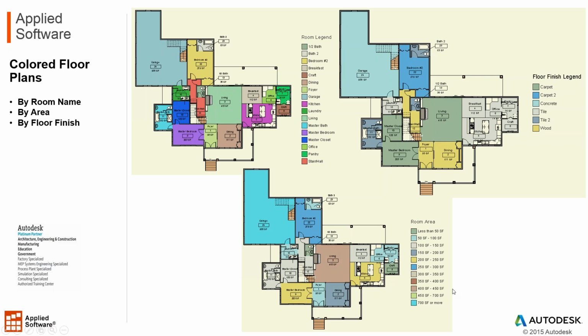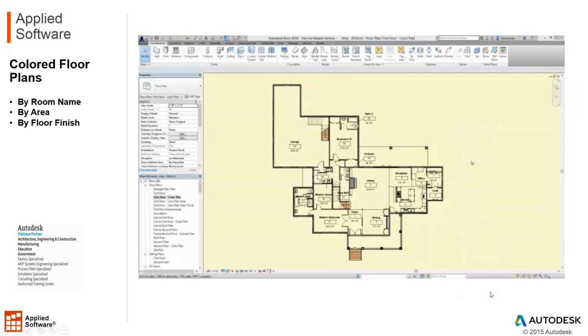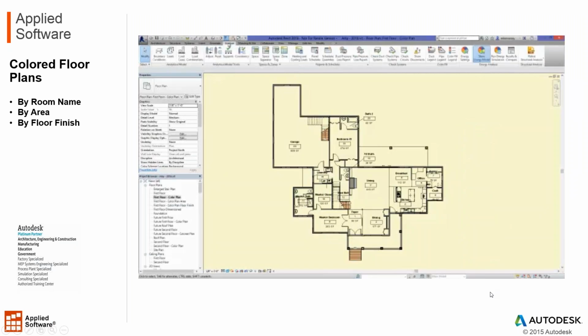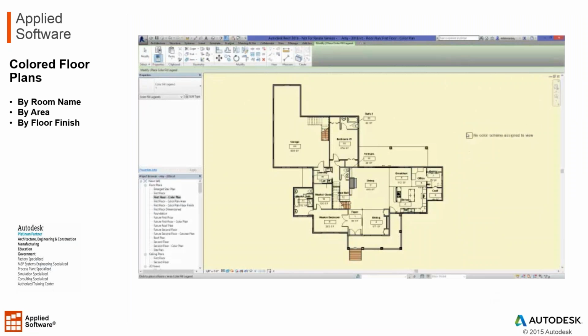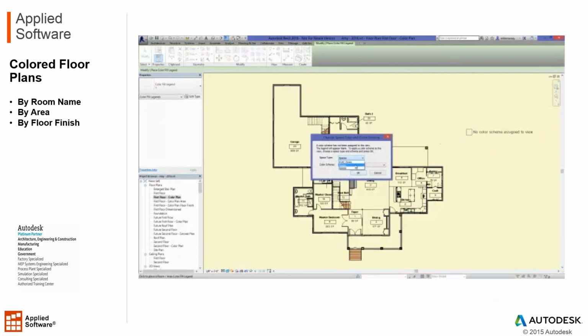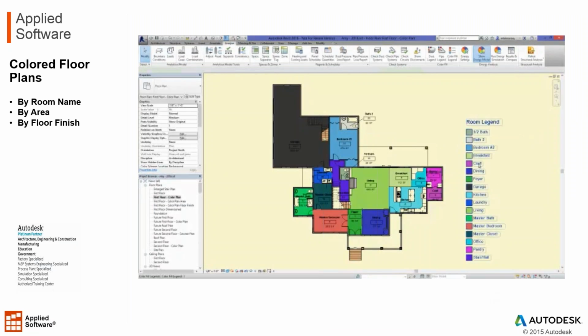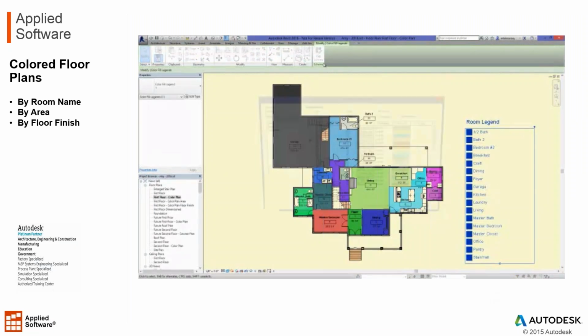So let me just kind of walk you through this. So in this plan, I'm going to go up and start placing this legend. And so when I place it, I'm going to place it off to the side out there, and then I get to pick what I want to color in there, the type that I want to color in there. So I just did rooms first of all, but you can go in and modify it.